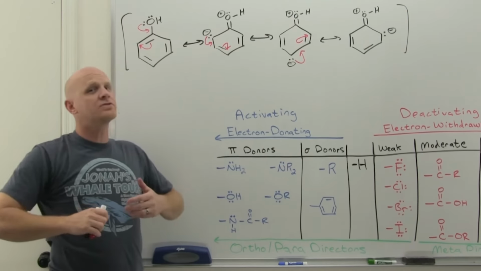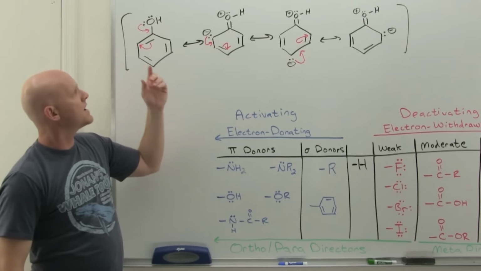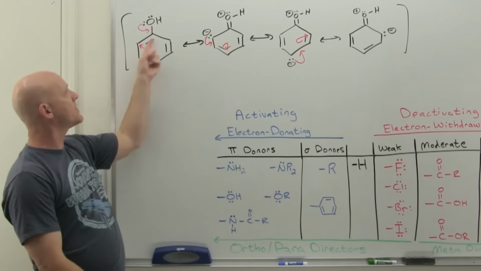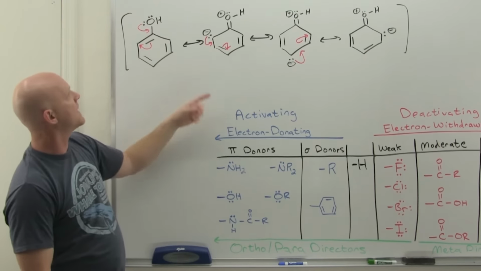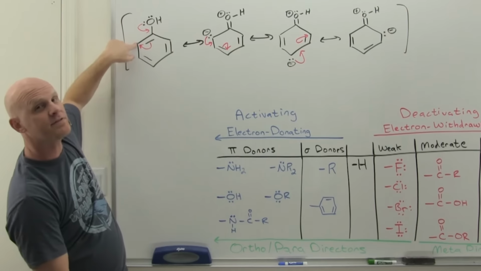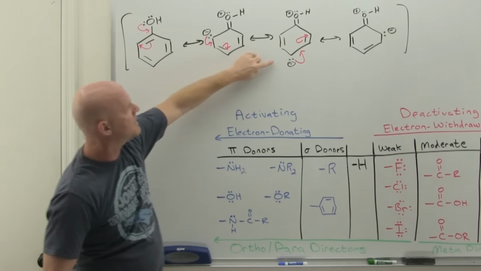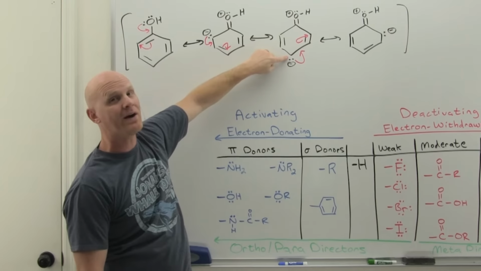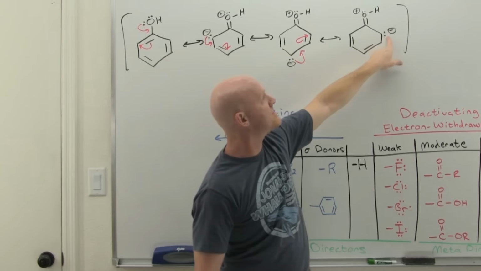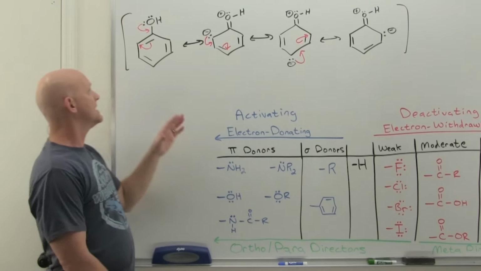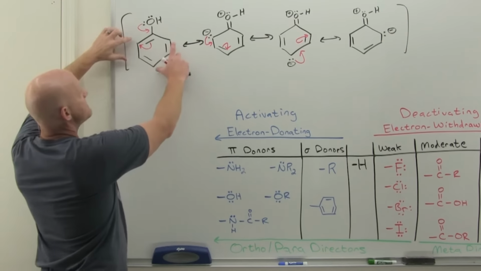Okay, so there are our resonance contributors, and what we can find is that you've got a partial negative charge on three of the carbons in the benzene ring. You've got it on the adjacent carbon to the left, that's one of the ortho positions, if you recall. You've got it on the exact opposite carbon, that's the para position, and then you've got it on the other ortho position as well.